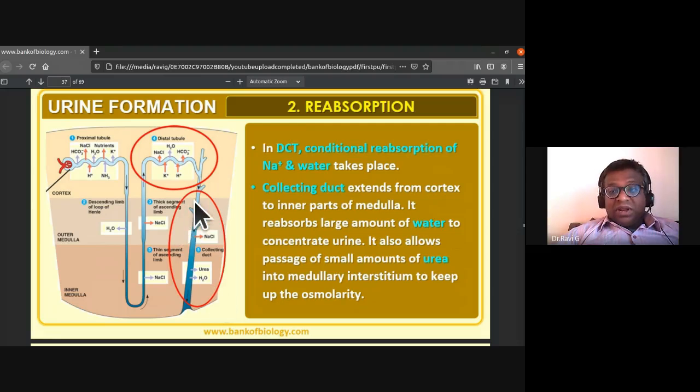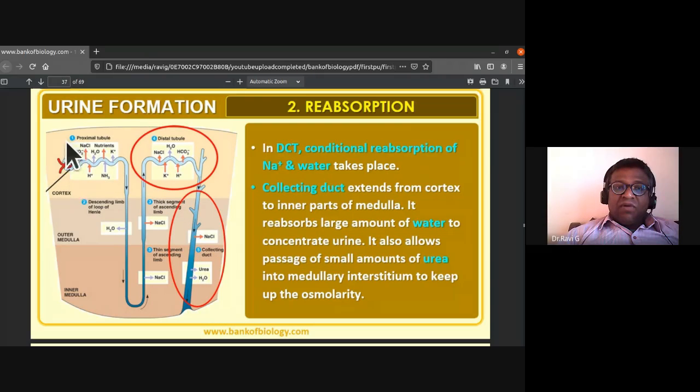It also allows passage of a small amount of urea into the medullary interstitium to keep up the osmolarity. Very little urea is lost from the collecting duct to keep up the osmolarity of this interstitial fluid. Such interesting things are happening within the nephron, isn't it?